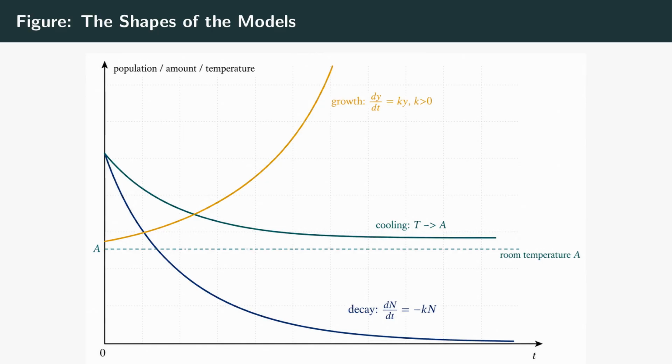Three first-order equations, three unmistakable silhouettes: unbounded growth, decay to nothing, and relaxation to a resting level. Learn to read these shapes and you can often guess a model before you solve it.